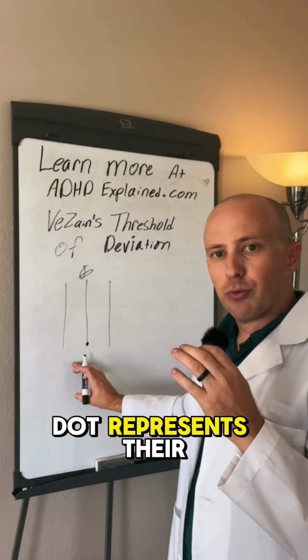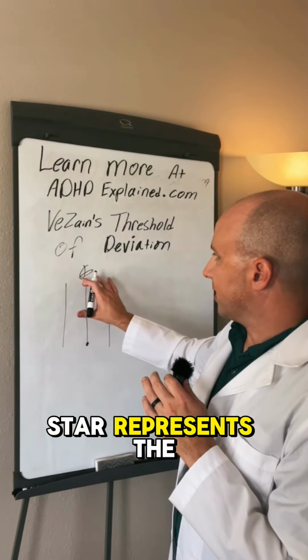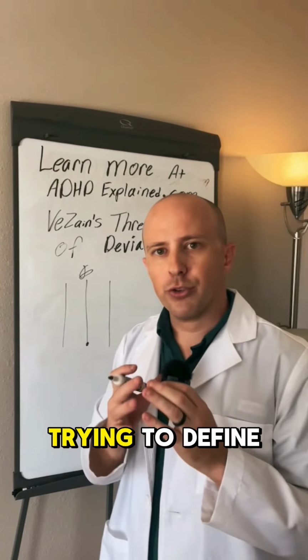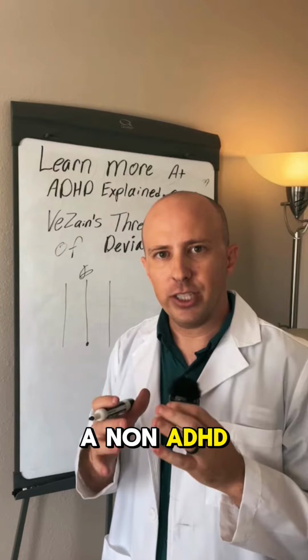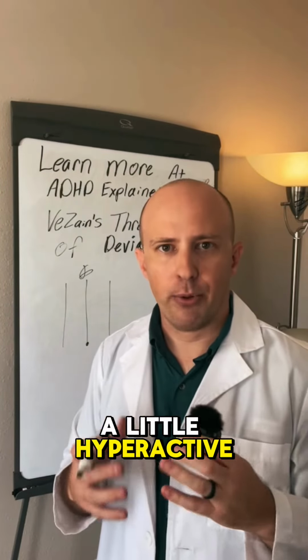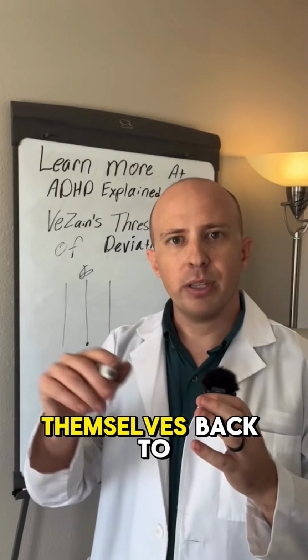Now the little dot represents their morning and the start of their day. The star represents the end of the day and the goals that we want them to be able to accomplish. Now, whenever we're trying to define a non-ADHD student, one of the things that we can explain to parents is every child gets a little hyperactive. They get a little distracted. But oftentimes, the non-ADHD kids can bring themselves back to center line.